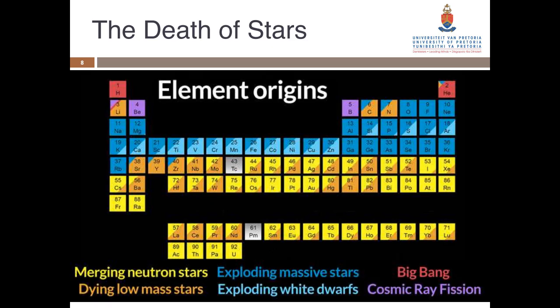Here we can see where these different elements are being made. The yellow we get from merging neutron stars, two neutron stars that collide with one another, which we will talk about. The dark blue is expanding massive stars. Light blue is exploding white dwarfs. The red was in the Big Bang. The orange is in dying low mass stars, and the purple is in cosmic ray fission. Now you can see where your elements are being made.